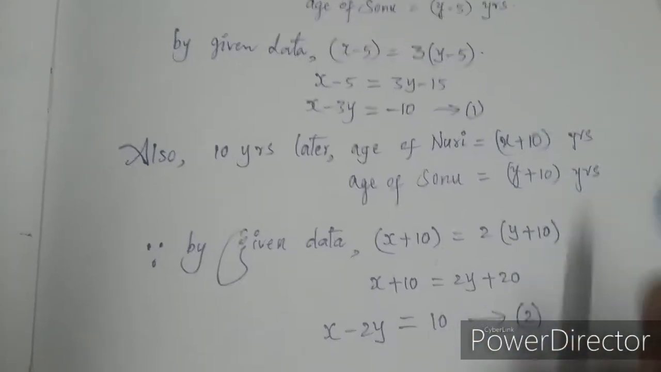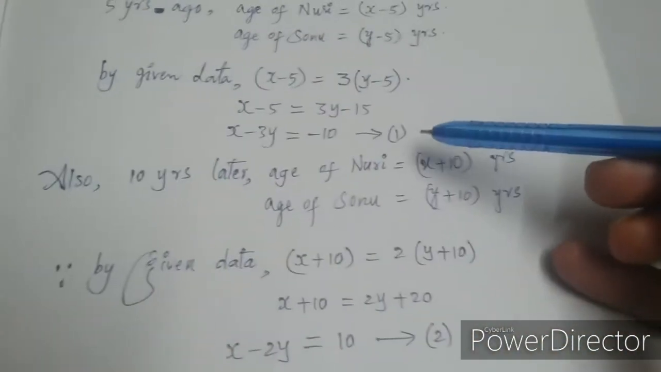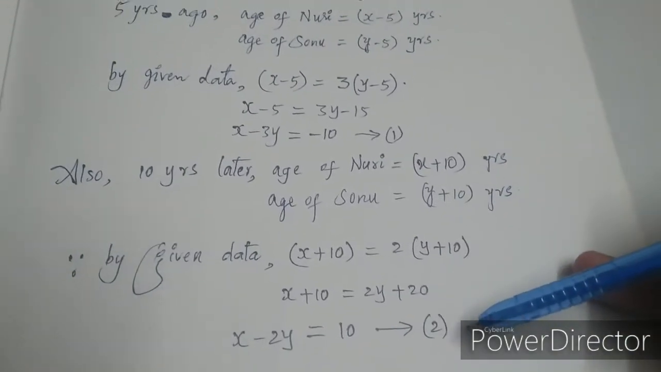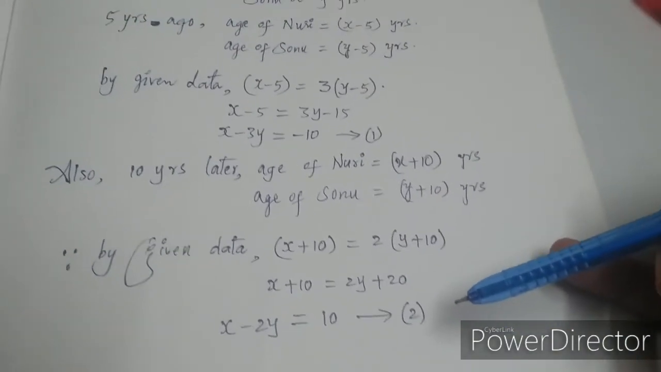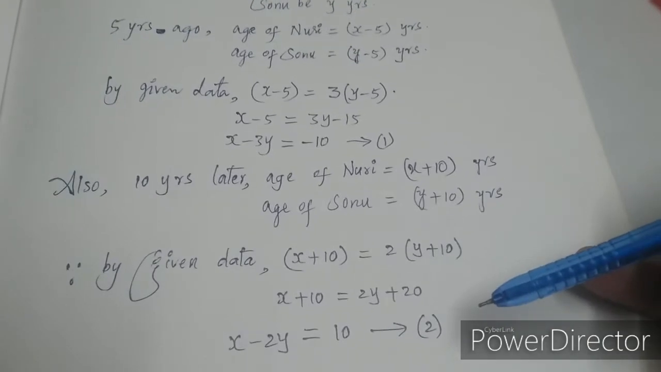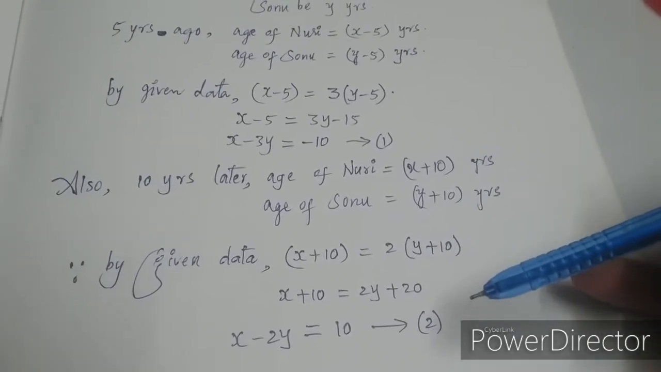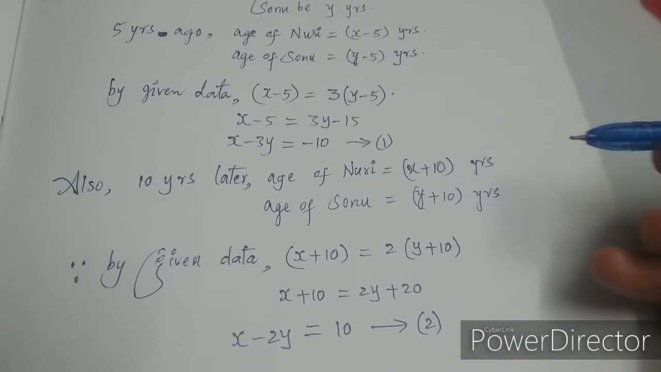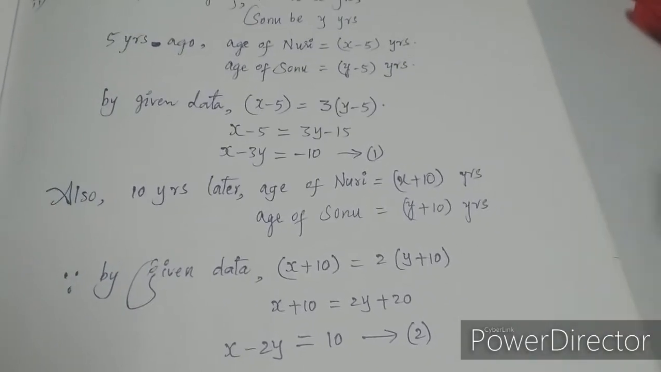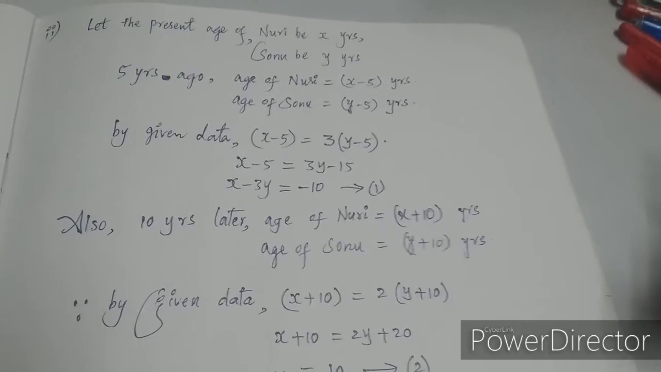Second equation. Now check whether these equations have a unique solution or not. If the lines are intersecting, then there will be a unique solution here. If there is a unique solution, solve it by using elimination method. I hope you all know elimination method.